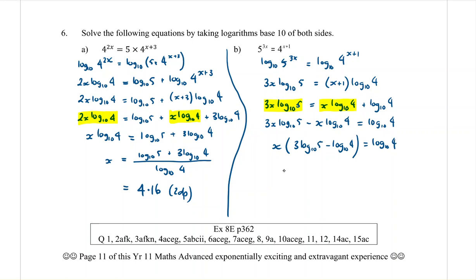And finally, to get the x by itself, I divide that whole bracket across underneath on the other side of the fraction. So log 10 of 4 goes on the top, and the whole bracket's going to go on the bottom. 3 log 10 of 5 minus log 10 of 4. And then you can do some calculator practice from there if you want to know as a decimal. So the number I had written down was 0.40 to 2 decimal places.